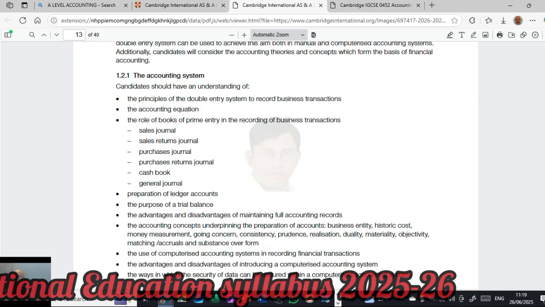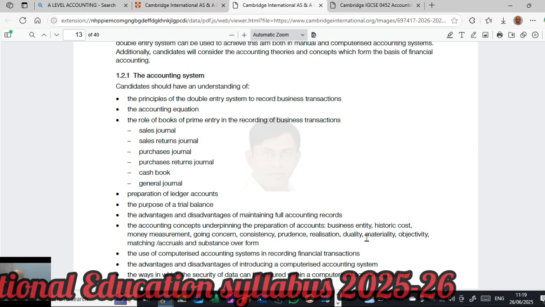So what is the double entry system, and why are we doing that? We have to understand the basic concepts like business entity concept, historical cost concept, money measurement concept, going concern concept, consistency, prudence, realization, duality. There is an entire different lesson based on this. We'll discuss all these things in great detail, so you can have a brief overview of all these things.